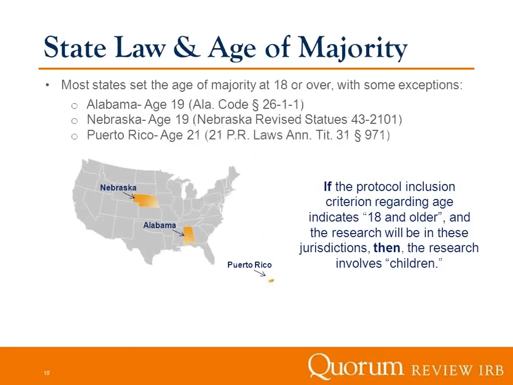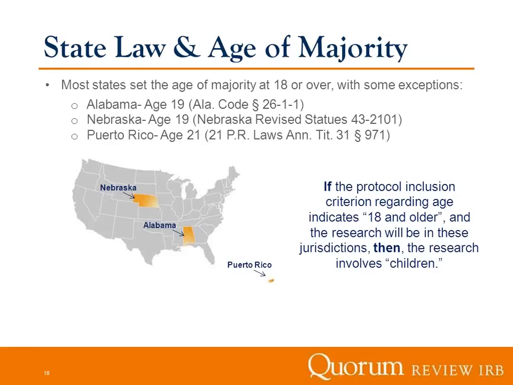Now, most states, as you're probably aware, set the age of majority at 18 or over. So once you hit that age, you can enter into a contract, you can make healthcare decisions for yourself. There are a few exceptions that I just want to call out here. It's not something that everyone is aware of. Alabama and Nebraska set the age of majority at 19, and Puerto Rico sets the age of majority at 21.